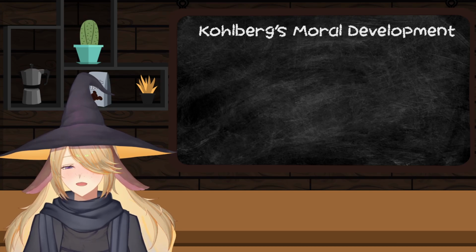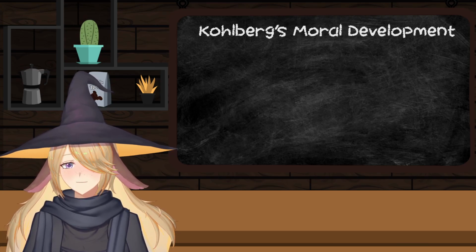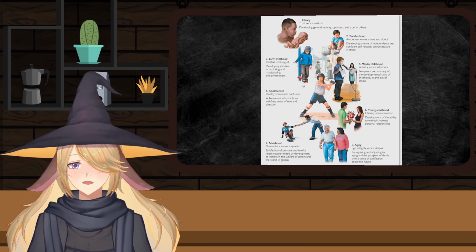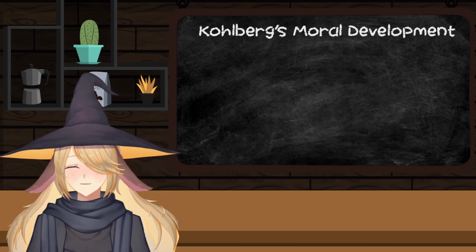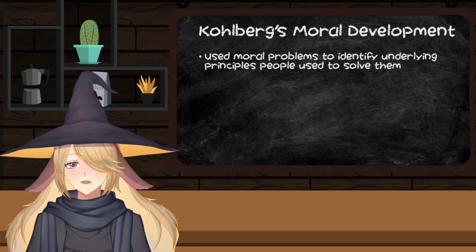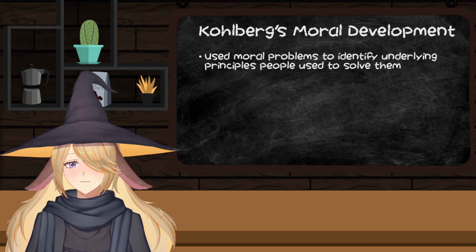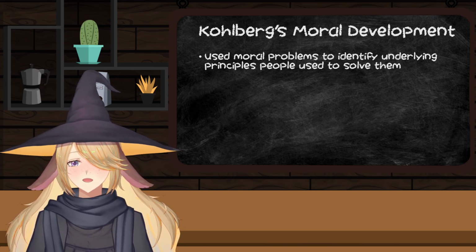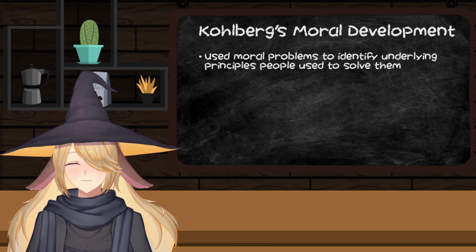Let's see. So catching up here, what did we come up with on Reddit? Basically identity Freudianism. So Kohlberg comes up with a theory of moral development. Again, this is how we develop some more social skills, and it used moral problems to identify the underlying principles that people use to solve them.